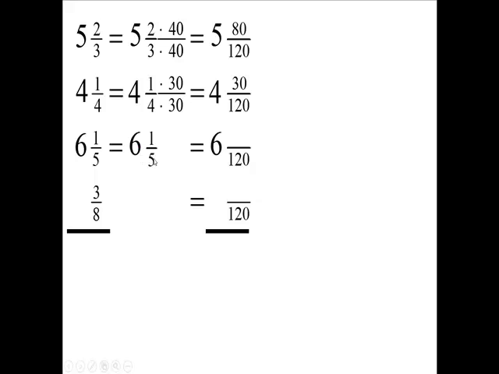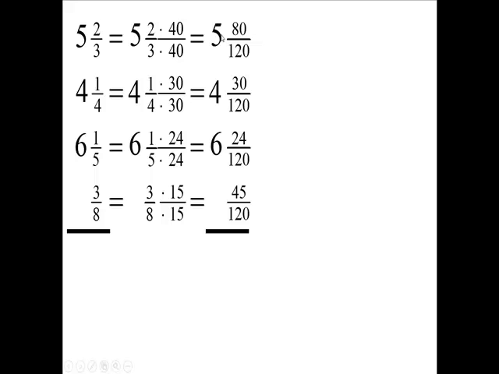Now we're going to make 6 1/5 into 6 and something over 120. Make 5 into 120. 120 divided by 5 will go 24 times. 24 times 1 is 24. Then I have to write my 3/8. 8 times what is 120? Turns out to be 8 times 15 is 120. 3 times 15 is 45.